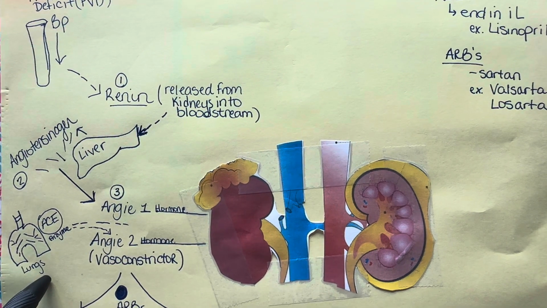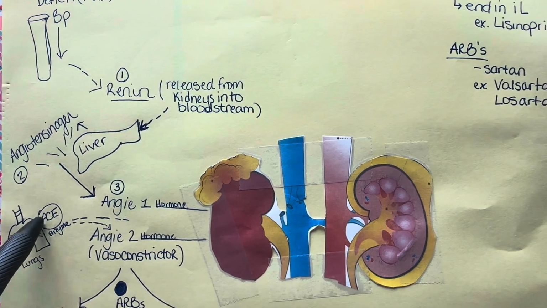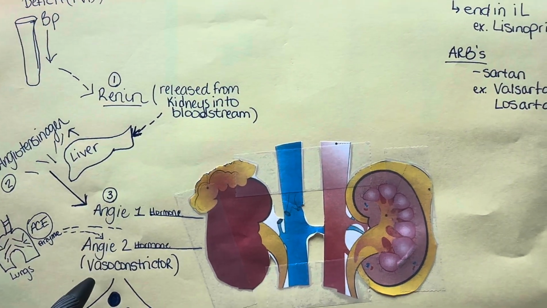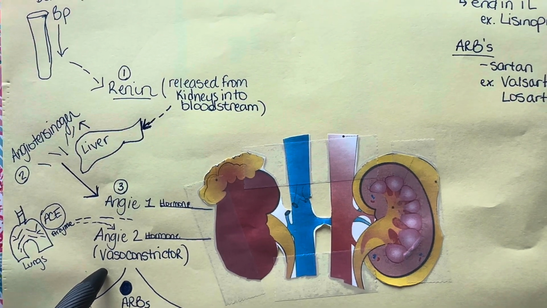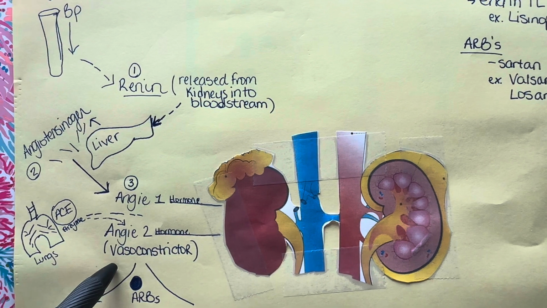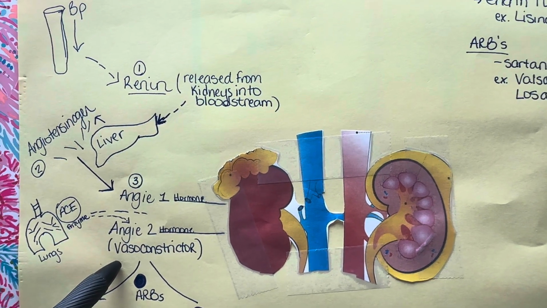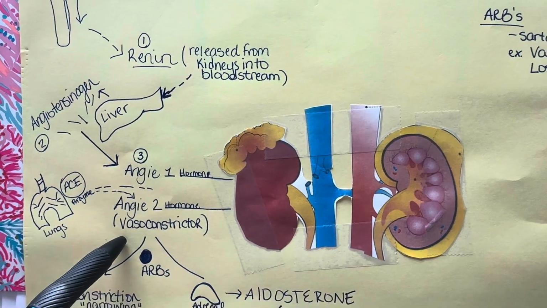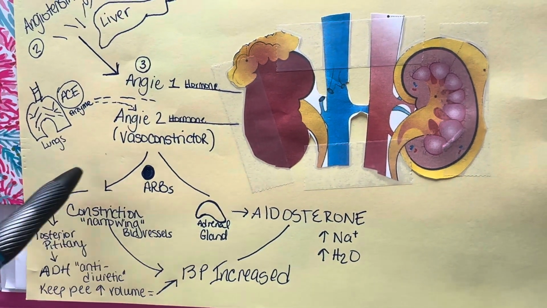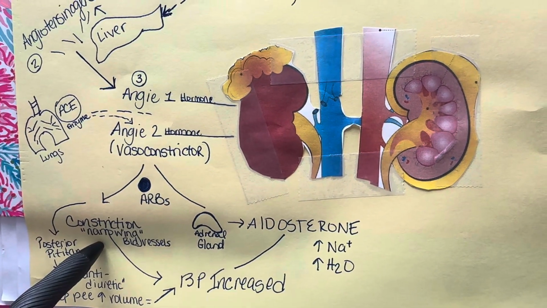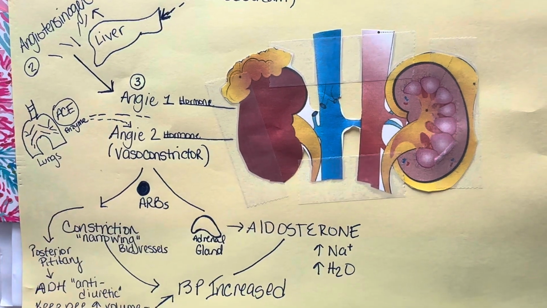This is released by the lungs. So when it is released from the lungs into the bloodstream, your body turns Ang1 into Ang2, and it's going to vasoconstrict. So the vessels are going to get really small, okay? That's going to increase the pressure, causing a narrowing of the vessels to increase the blood pressure.